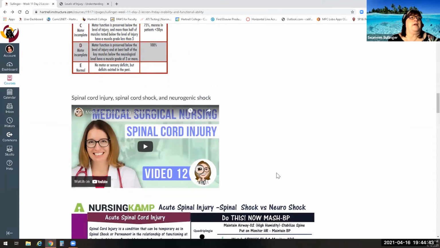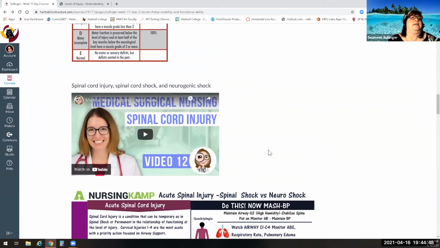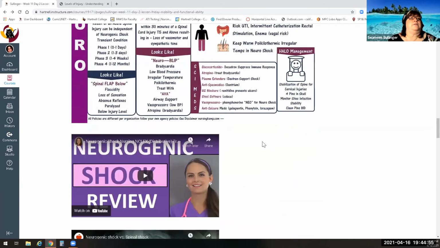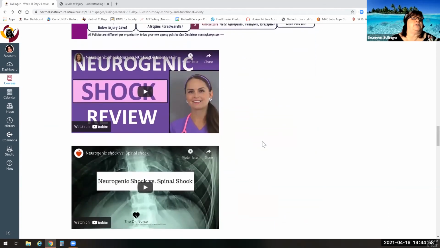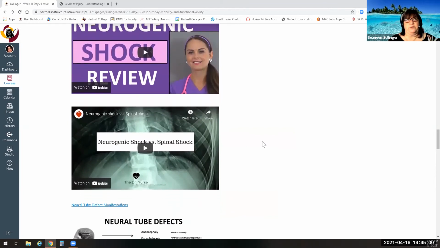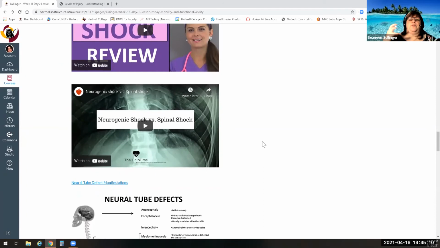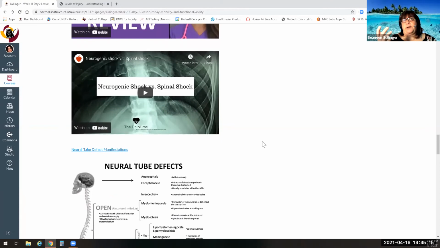And then you have our friend, is that Kathy Parks? So she's got spinal cord injury, and then I'm going to skip through that one for a second. We have our lovely purple lady that's going to tell you about neurogenic shock review, neurogenic shock versus spinal shock. So spinal shock is basically the initial shock that the body goes into. And then the neurogenic shock has to do with more the sympathetic response and what's happening in terms of having a neurogenic bladder, the signals not going to each other.